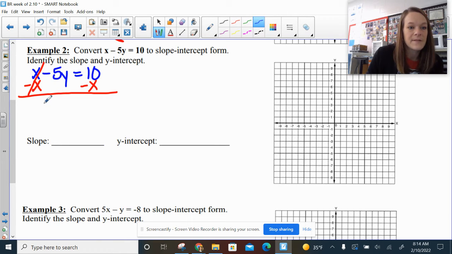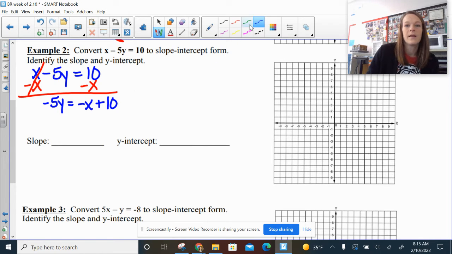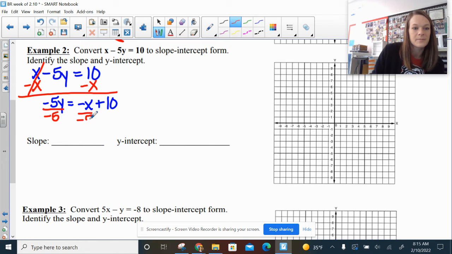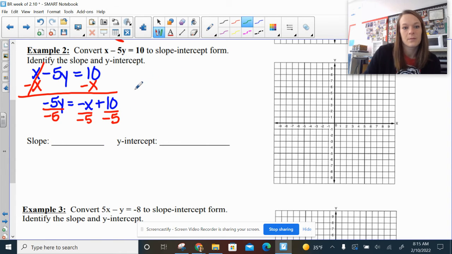Okay, that leaves me negative 5y equals. Now, this is an x. This does not have an x. So I'm going to bring down the negative x first. Then I'm going to bring down that positive 10 behind it. Okay, and then my next step will be to divide everything by negative 5. I'm going to write that answer right here.